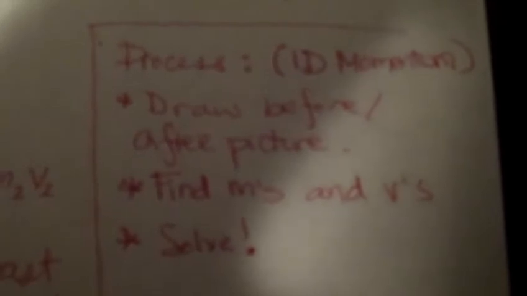Okay, so today we're just dealing with really simple 1D momentum problems. The process, and I'm going to do an example problem in just a minute, is pretty basic. Because you have this equation, sigma p naught equals sigma p, you're dealing with a before and after situation. So you need to draw a before and after picture, before and after the two or three objects collide or push off of each other. It doesn't matter. Then you need to find all your m's and v's and solve.